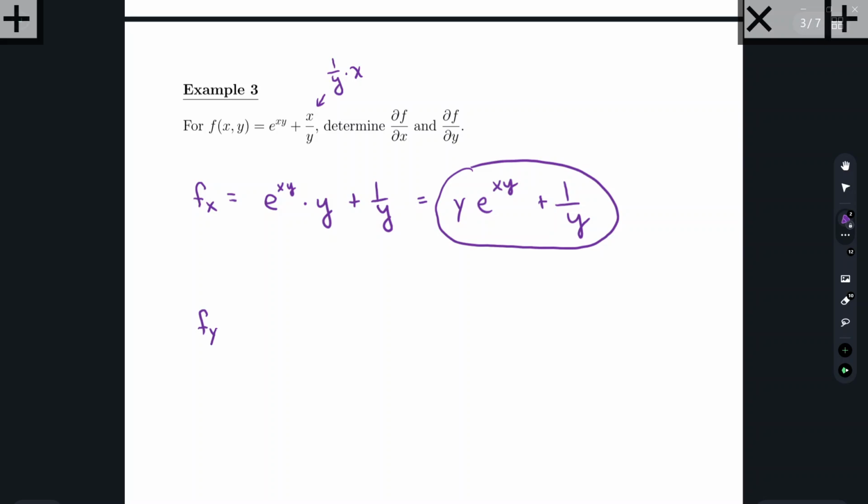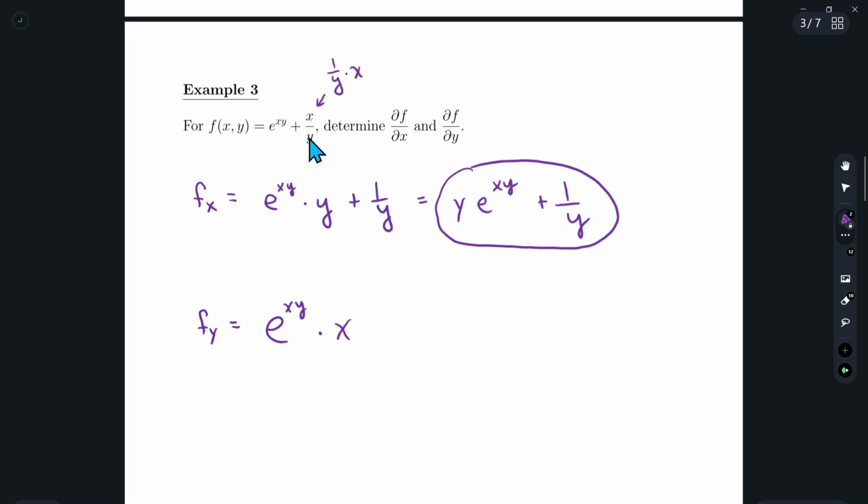And then continuing to the partial with respect to y now, I treat x as a constant. So here again, the derivative of the exponential function is the exponential function, but I have to apply the chain rule here. So the derivative inside, I'm treating x as a constant. So this is a constant times y, meaning that the derivative of the inside should be the coefficient, which is x.